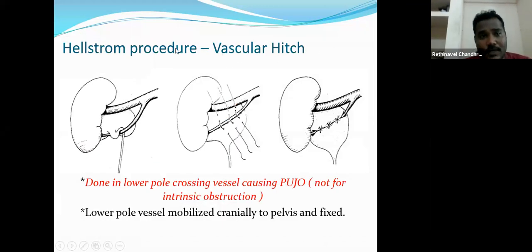This is vascular. What is Hellstrom? This is also again asked. What is the Hellstrom procedure? The Hellstrom procedure is done in which condition? Usually the question is asked not about this. The Hellstrom procedure is done in which condition? It is done in PUJO.